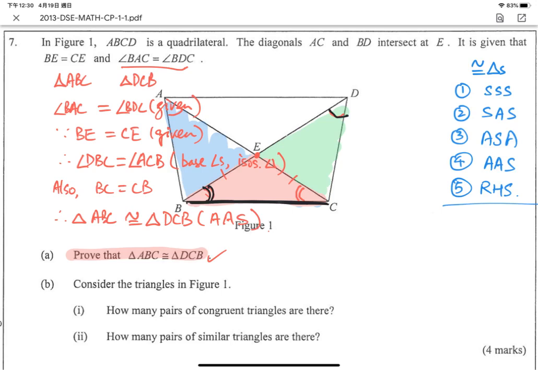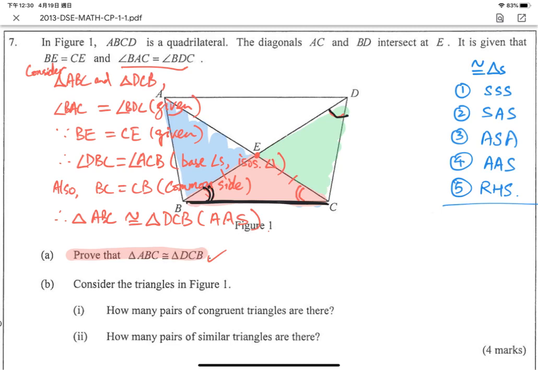And you can write it better. Consider triangle ABC and triangle DCB at the beginning. Consider these two triangles. And we have given base angles of an isosceles triangle and also the common side. Here you need to write down the common side. Okay, and the two triangles are congruent.